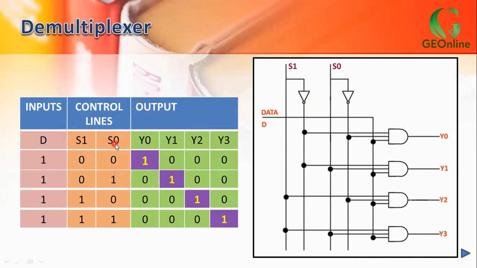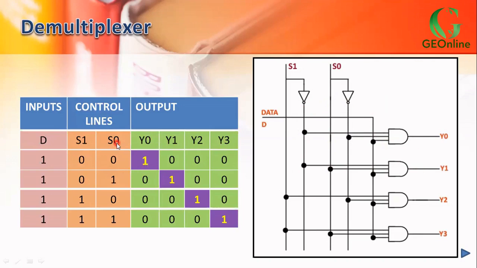In first case, S0 is 0 and S1 is 0. So we are connecting from NOT gates. So from NOT gate to the first AND gate, NOT gate to the first AND gate. In second case, S0 is equal to 1. So we directly connect it to the second AND gate. S1 is 0. So we are connecting from NOT gate.